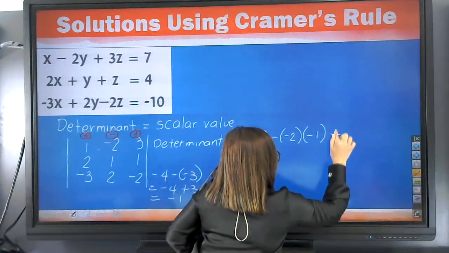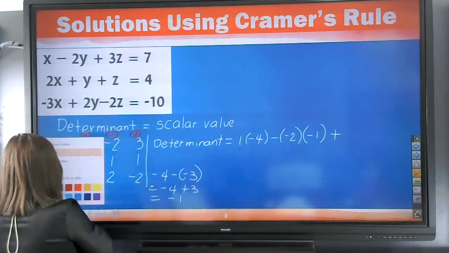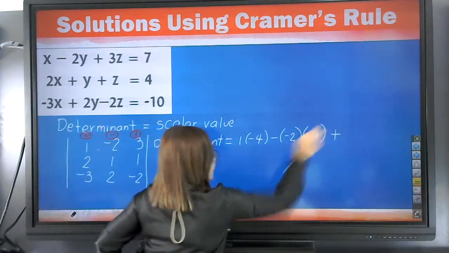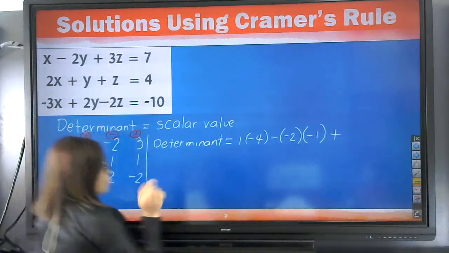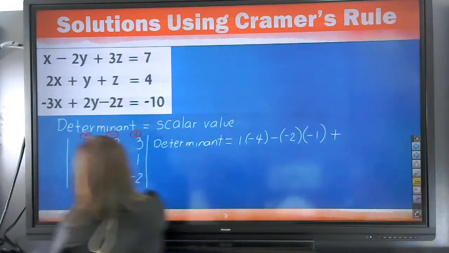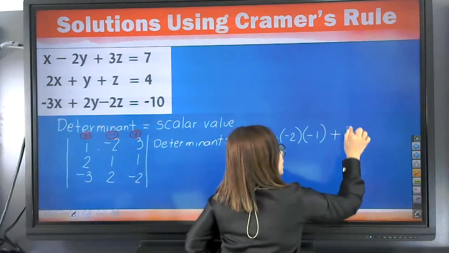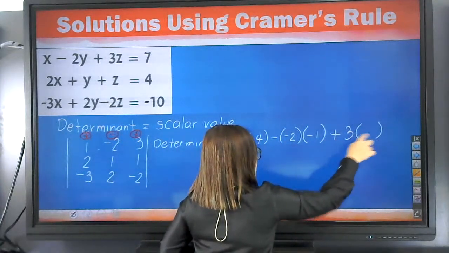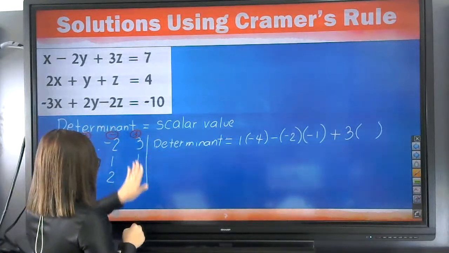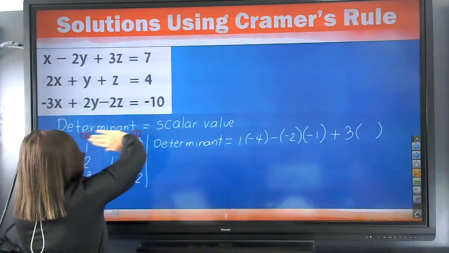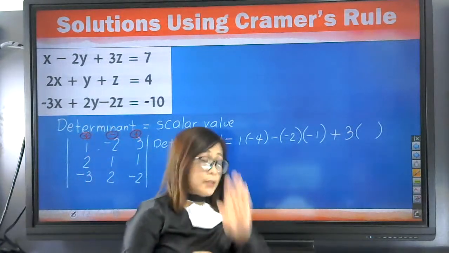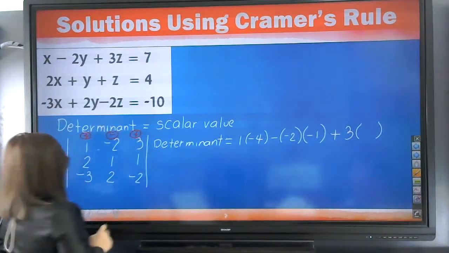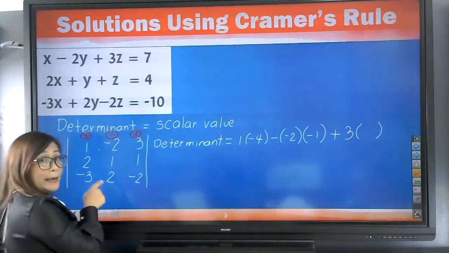The last is plus. I'll erase what I have here so it's easier for you to look. The last is plus 3, so I will write 3. So what is the answer here? 3 is here in this column and in this row. So students, do not use the numbers in this column and in this row. What is left is 2, 1, negative 3, and 2.